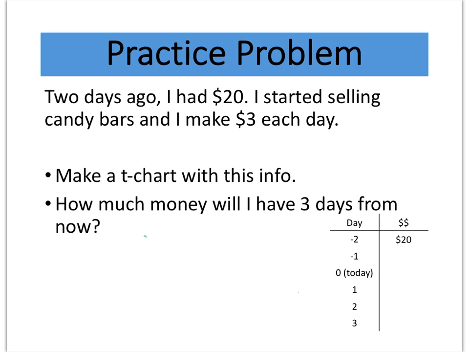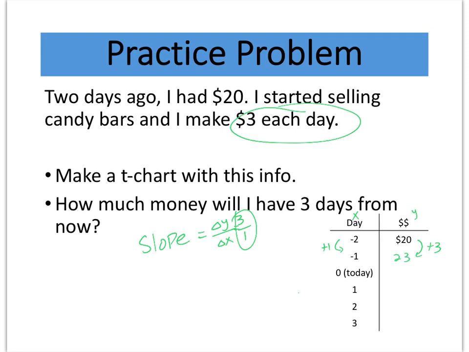So my rate of change, my slope, I'm even told my slope is $3 each day. So my slope, my change in y, is $3. My change in x is 1 day. So my slope is 3 over 1. So I increase by 1. My x increases by 1. That means my y increases by 3. So on day -1, or the day before today, I had $23. And today I have $26 because of plus 3. My change in y is plus 3. My change in x is plus 1. I add 1.